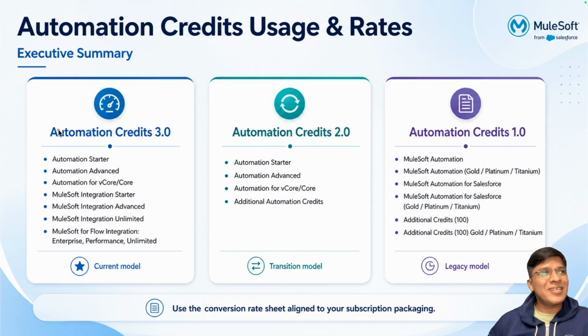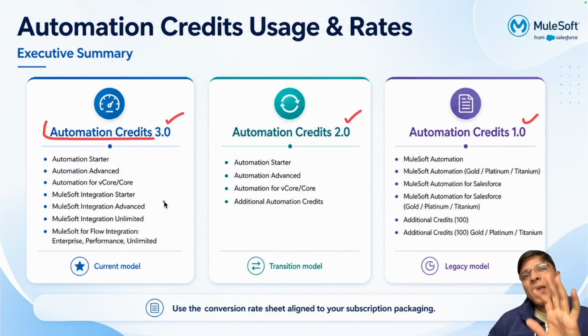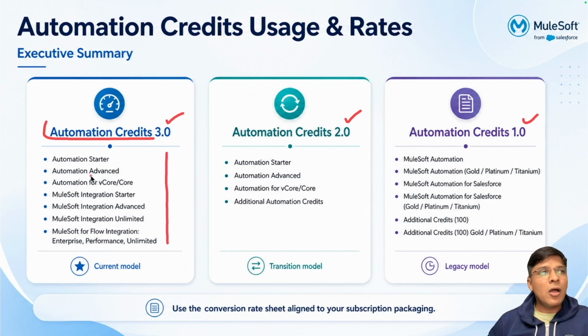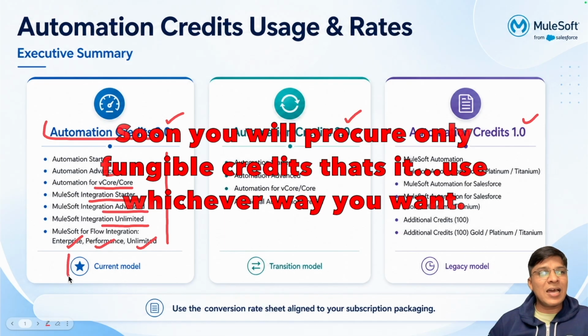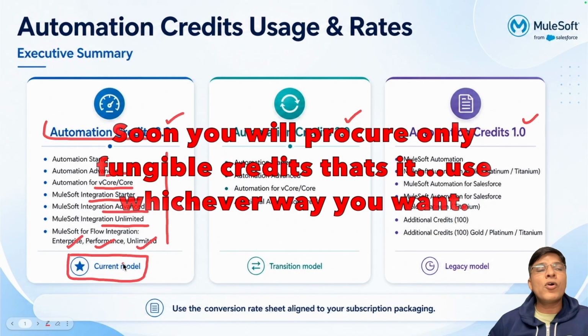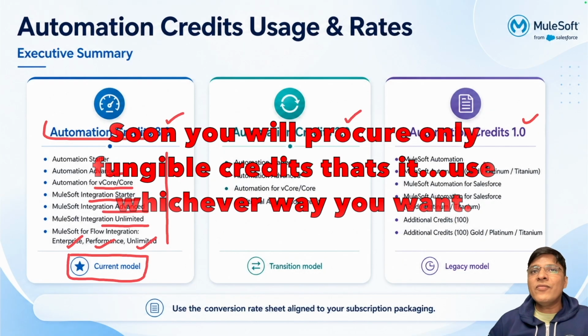In my previous sessions, I talked about automation credits. Now these automation credits are of three types, and these three types are actually categorizing the subscription packages available with MuleSoft. I recommend remembering only these: automation starter, automation advanced, automation for vCore, integration starter, integration advanced, integration unlimited, and MuleSoft for flows. Integration: starter, advanced, and unlimited. This is the current model of subscription packages. We'll focus on this, but I'll talk about the vCore based license also.